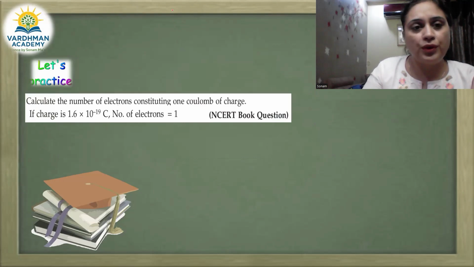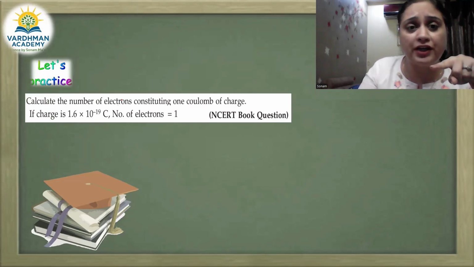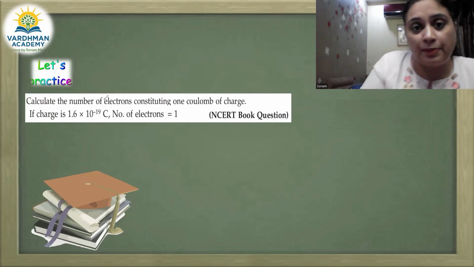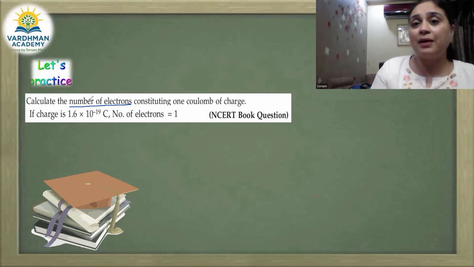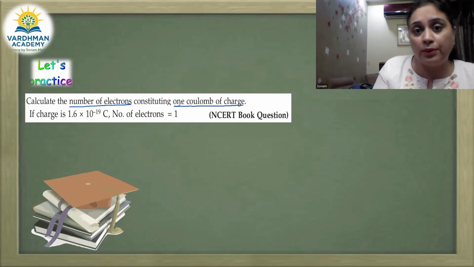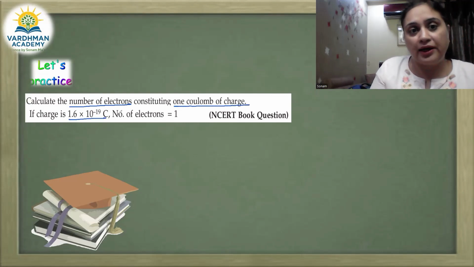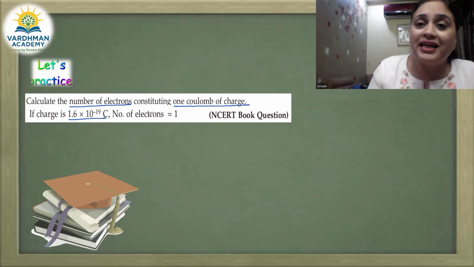Right, children? So we have a question with us. Calculate the number of electrons constituting 1 coulomb of charge. What is it saying? Calculate the number of electrons. आपको क्या find out करना है? आपको number of electrons find out करना है. Means आपको n की value find out करनी है. Charge आपको कितना given है? 1 coulomb given है. Right? And charge on 1 electron you are provided with, that is 1.6 into 10 raised to the power minus 19 coulomb. And number of electrons is 1.